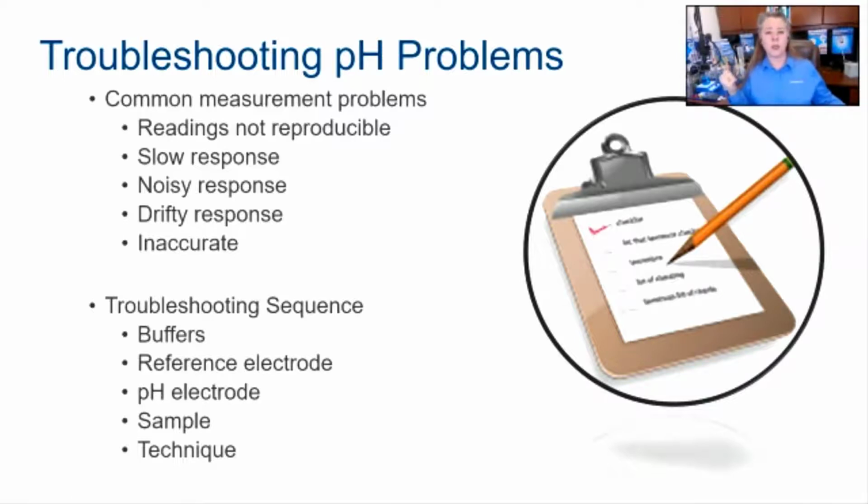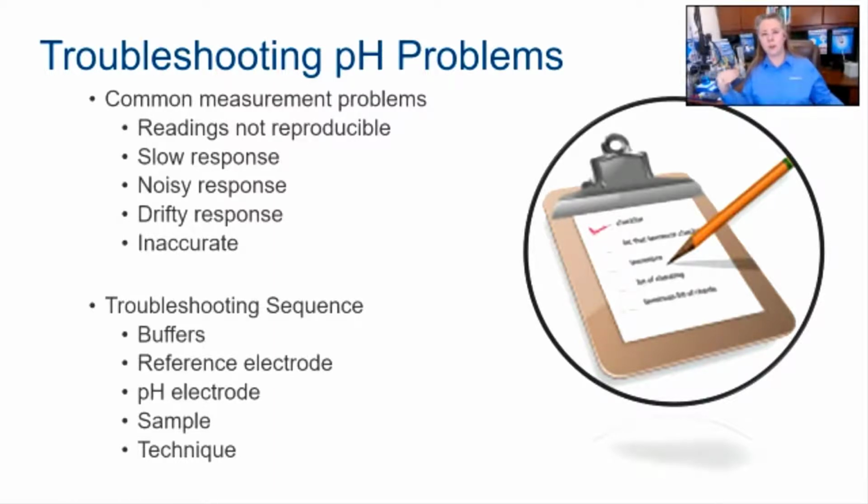Then check your pH electrode, the measuring electrode. What's the indicator of that? Your slope. Are you above 85 or below 102% slope? Did your slope change a lot from the last time you took a measurement? These are, again, big indicators. This is why keeping a log is really important.